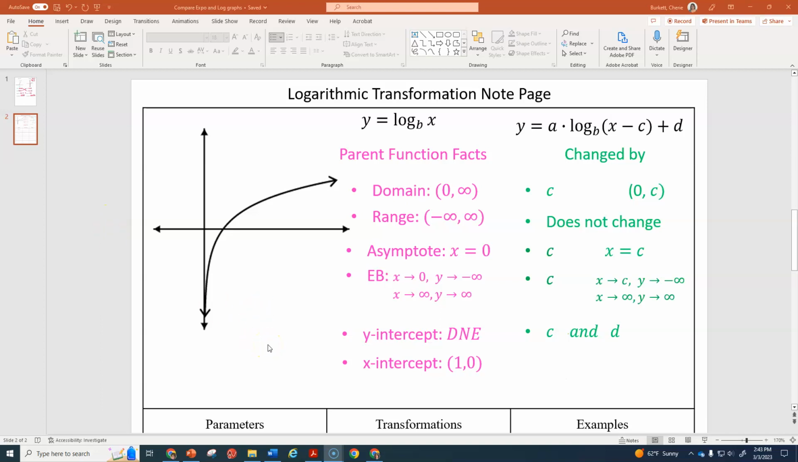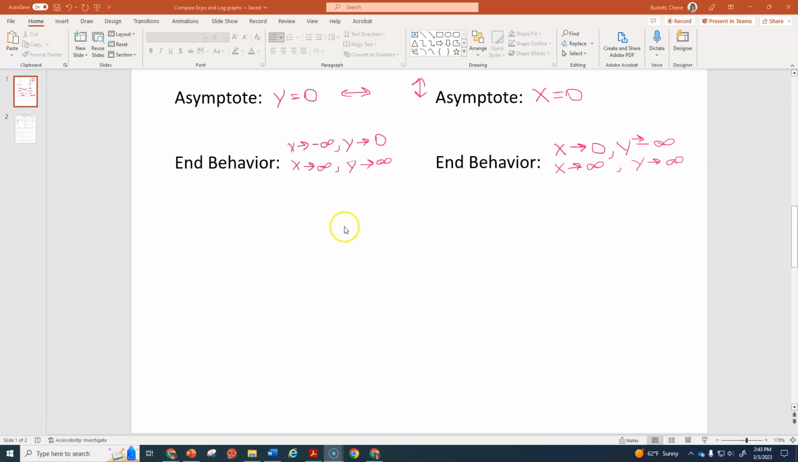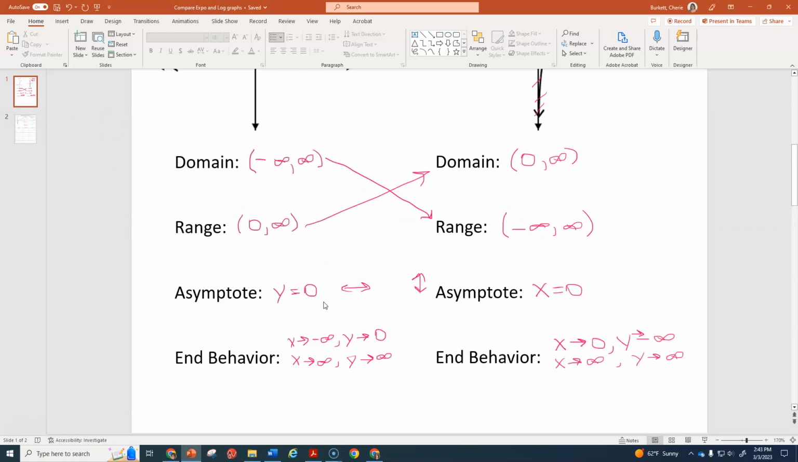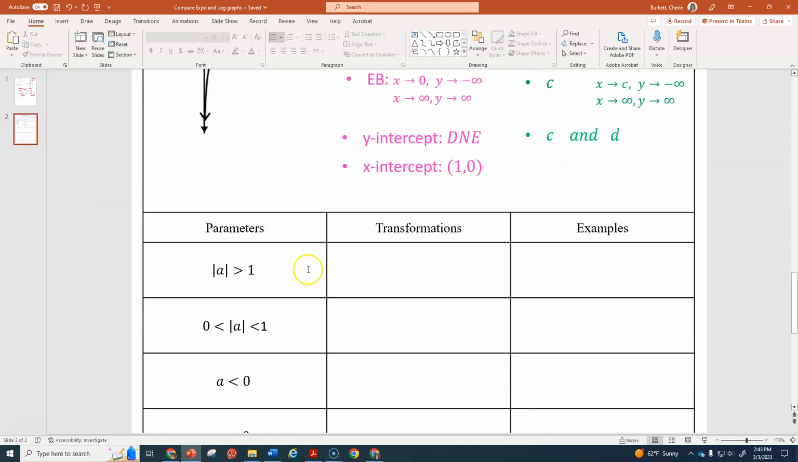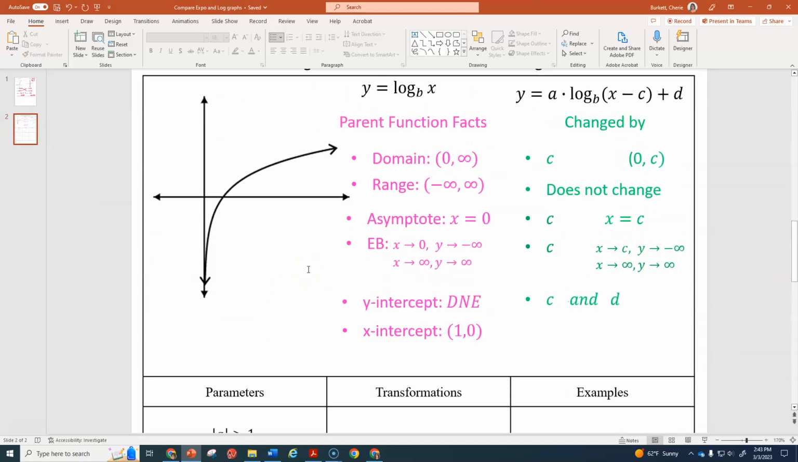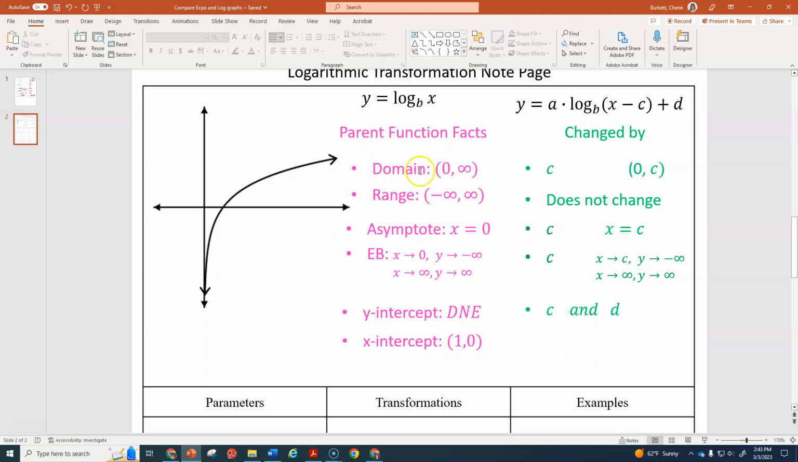Okay, so just like with every other parent function, we are learning about transformations of logs. What happened? I went to the wrong page. We have all of these facts about parent functions that we just wrote down on that previous page. We talked about the domain, the range, the asymptote, the end behavior.